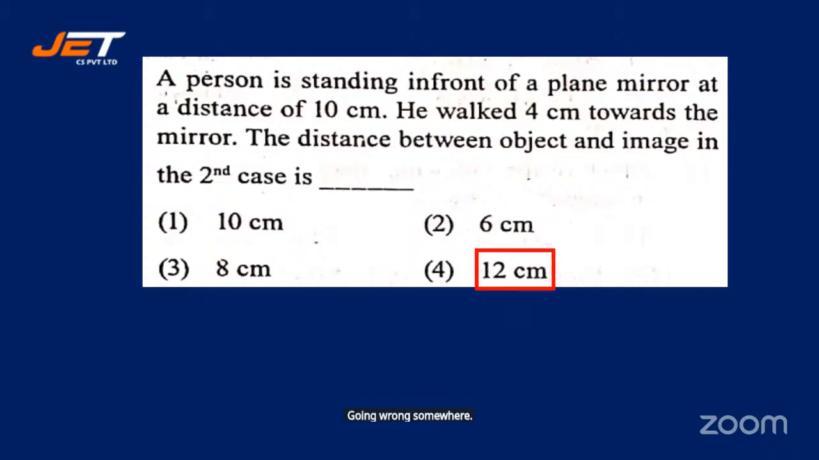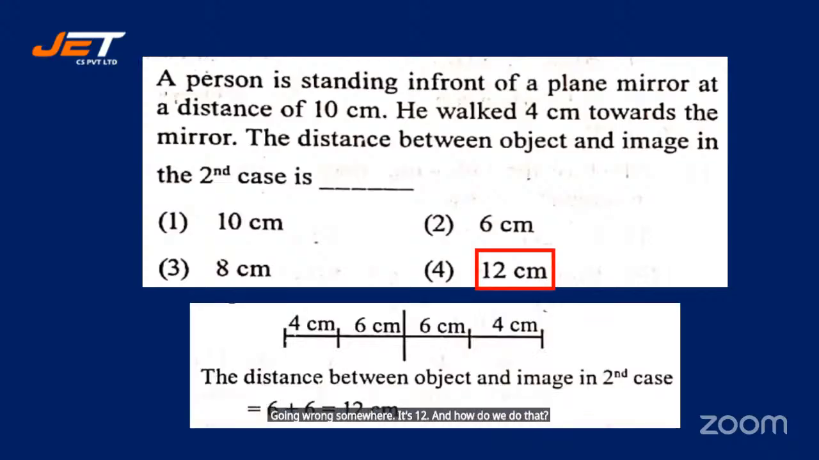It's 12. And how do we do that? He's standing at 10 centimeters from the mirror. He walks 4 centimeters towards the mirror. So the image will also move towards the mirror by a distance of 4 centimeters. So the distance between the mirror and the object is 6, and the distance between the mirror and the image is 6. So the distance between the object and image would be 6 plus 6, which is 12 centimeters.